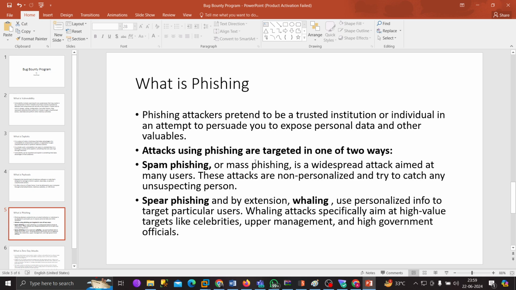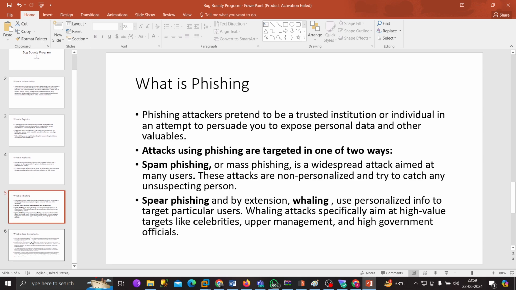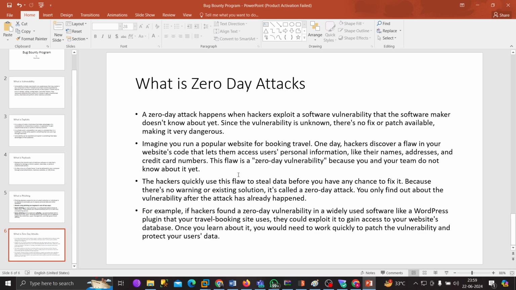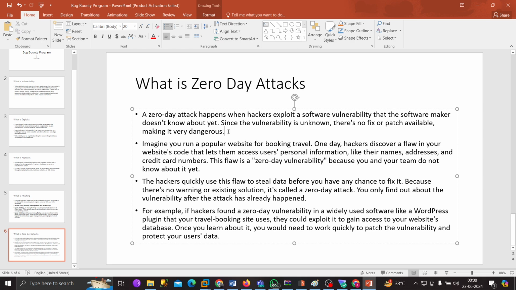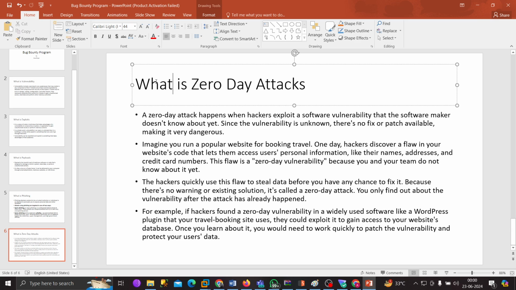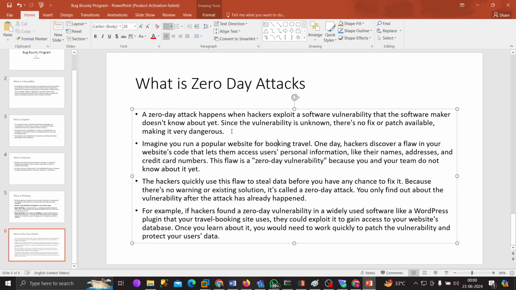Basically, phishing becomes targeted in one or two ways. That is spam phishing, mass phishing, and spear phishing, right? These are some parts we will not be covering in bug bounty. This is one of the important ones: you might have heard about CVE, CVSS and all those things, right? Basically zero-day attacks. If you are a hacker or a penetration tester and you have registered one CVE in your name, your name will be there till you die, and even after you die.